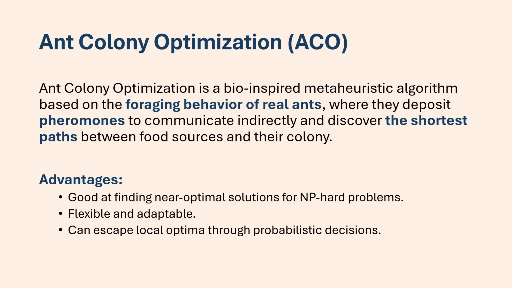In ACO, we simulate this behavior. We send virtual ants across a map of cities, and each takes a different route. After the trip, each ant deposits pheromones based on how good its path was. Shorter routes get more pheromones. Over multiple rounds, the computer starts to recognize which paths are consistently good, and eventually it finds an optimal or near-optimal solution. Next slide, please.